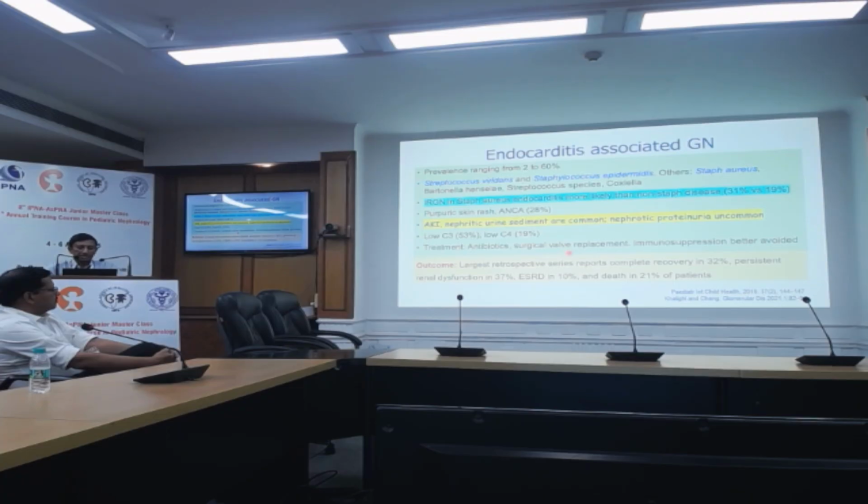Treatment again is giving specific antibiotics, and sometimes you might have to replace the valve if the infection persists. Immunosuppression is better avoided in these patients, and in fact is associated with adverse outcomes. The largest retrospective series reports a complete recovery in only about 32% of the patients, with persistent renal dysfunction in 37%, ESRD in 10%, and death being reported in about 21% of these patients.